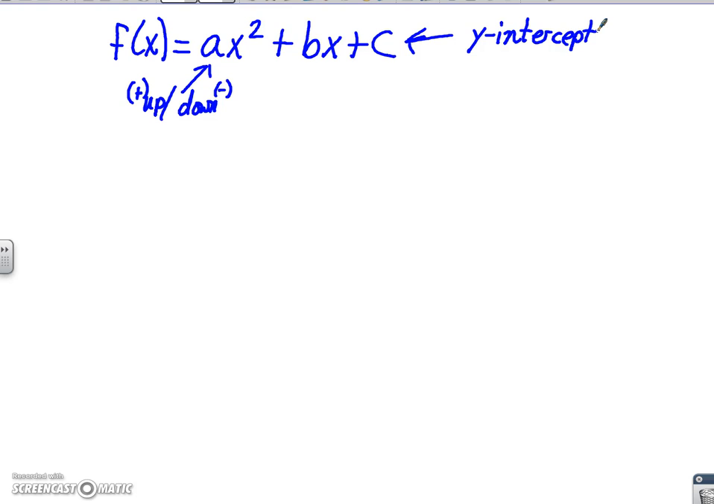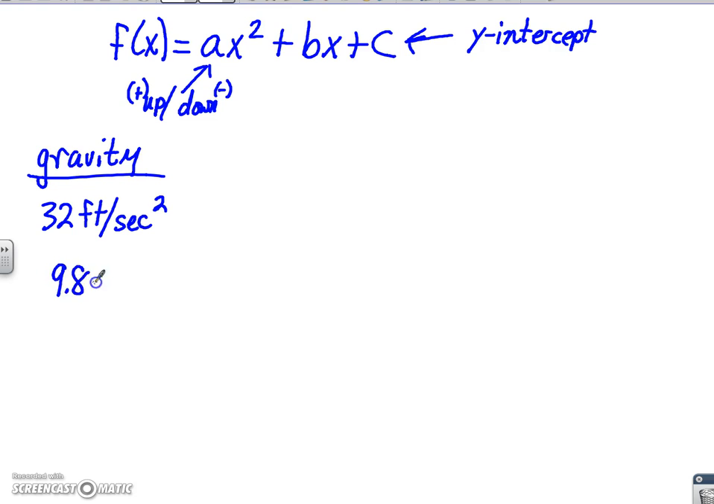For our functions, there's a couple of things that we need to know. First of all, gravity. Gravity is this force that acts upon an object. It presses down. And gravity is different for every planet. For us, gravity is 32 feet per second squared, or 9.8 meters per second squared. It's important that we know the difference, because feet and meters are obviously two completely different things. A ruler and a yardstick are much different.